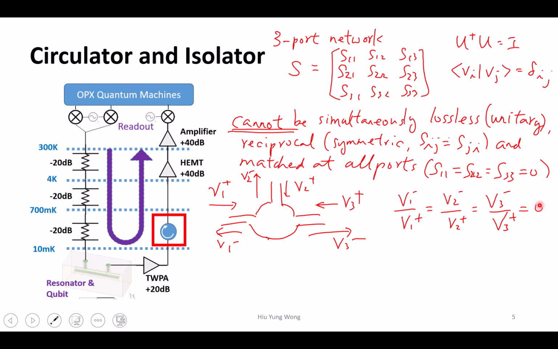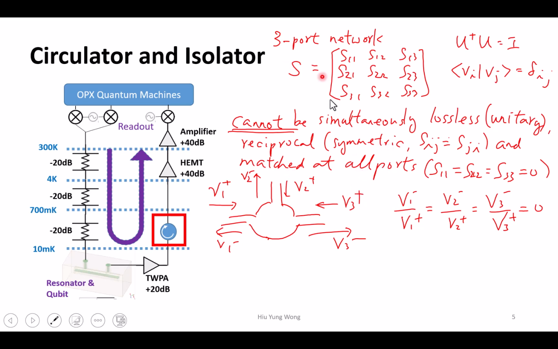I think this direction is correct. Yeah, is that okay? So it's good to understand. Do you understand what lossless is? First, of course, you don't consume any energy. You just pass the whole pulse to the next two ports.